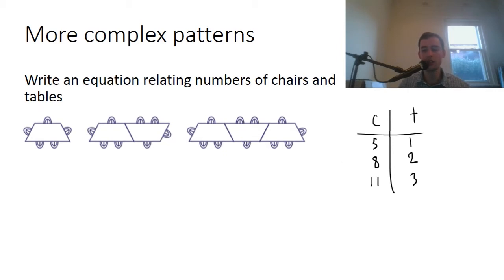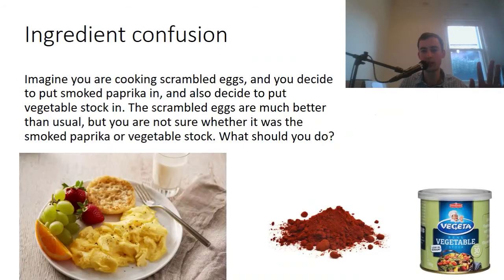Now what I want you to do, let's take a break from this for a little bit and let's go to cooking, because I think this cooking example will help us a little bit. So just imagine you're cooking scrambled eggs and you decide to put smoked paprika in. That's smoked paprika over here. Just a spice. And also decide to put vegetable stock in.